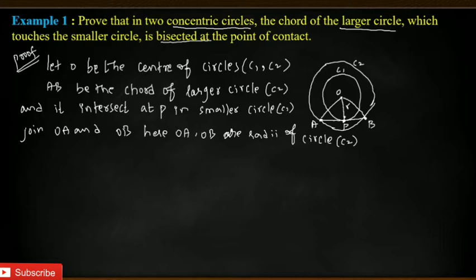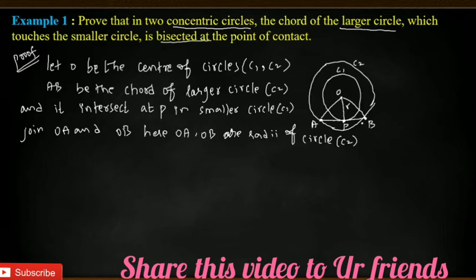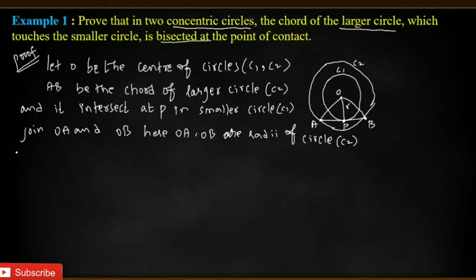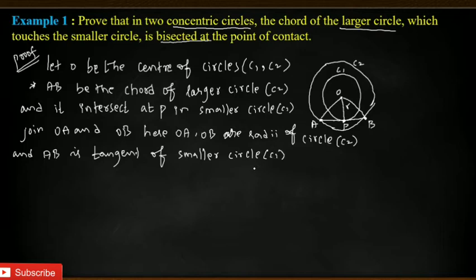Definitely the radius is always at 90 degrees with the tangent. Here AB is a tangent as well as a chord. AB is a chord of circle 2, that I have already given in the second point. Now I am telling AB is a tangent of the smaller circle. So I'm explaining the diagram, then only you will understand this proof. Later we are going to the proof for this. It's very easy to say.